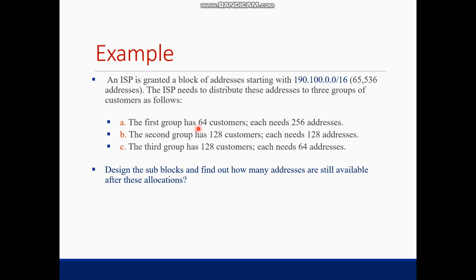The first group has 64 customers. So it's going to be 64 different organizations, and each organization needs 256 addresses, while the second one has 128 customers, and each needs 128 addresses. And the third group has 128 customers, and each needs 64 addresses.